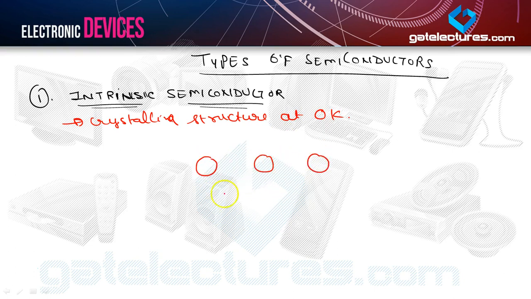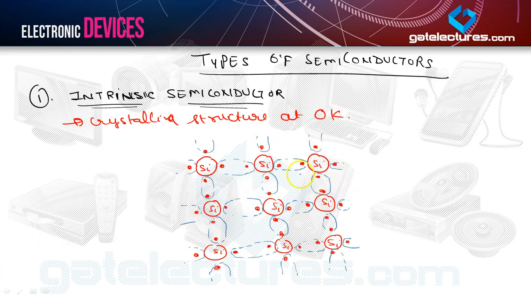For example, you can see the silicon atoms, and they form a crystalline structure. Each silicon atom has 4 electrons in its outermost shell. So this is the crystalline structure of an intrinsic semiconductor. These represent the silicon atoms, each with a valency of 4 electrons in the outermost shell, and they are all combined with each other with covalent bonds. These are the covalent bonds.